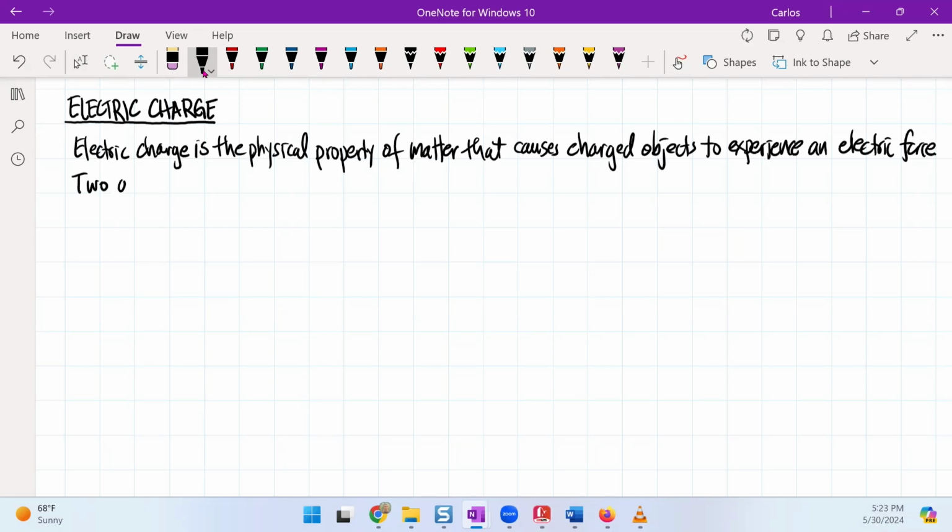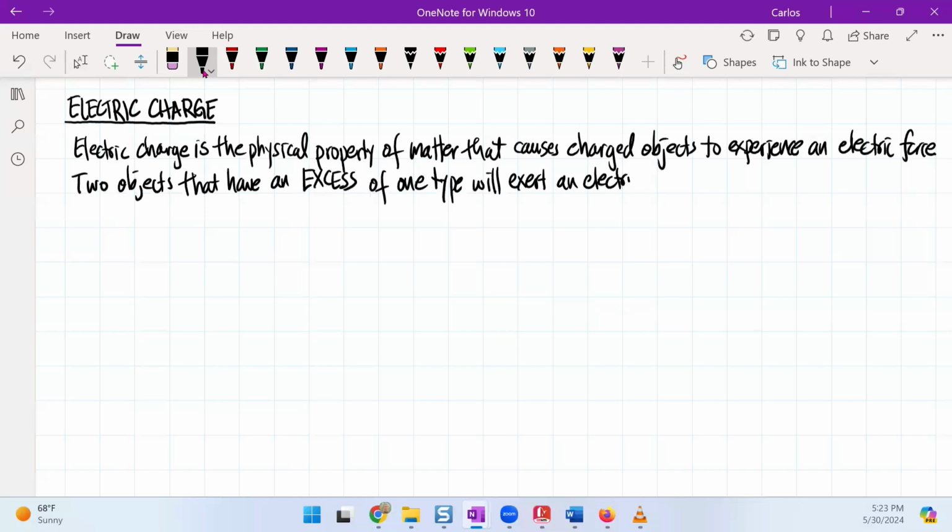Two objects that have an excess of one type of charge will exert an electric force on each other when relatively close together.